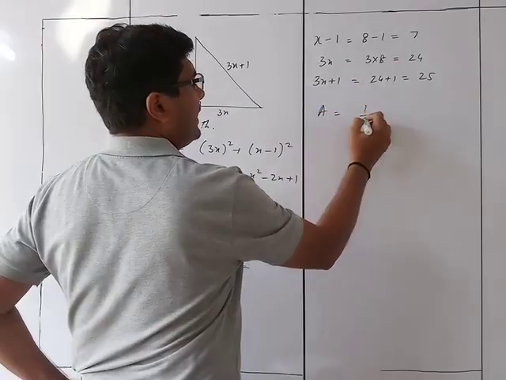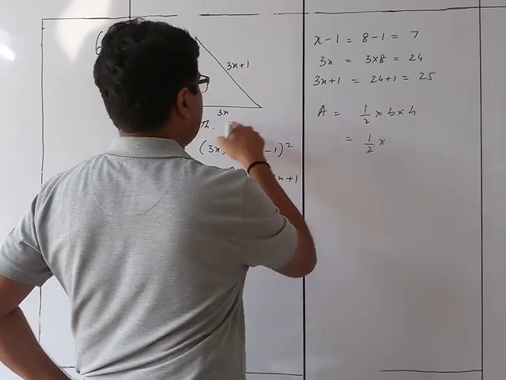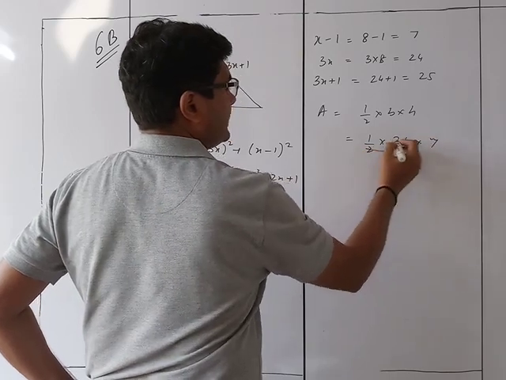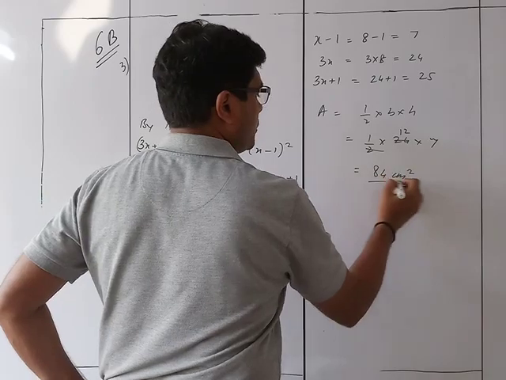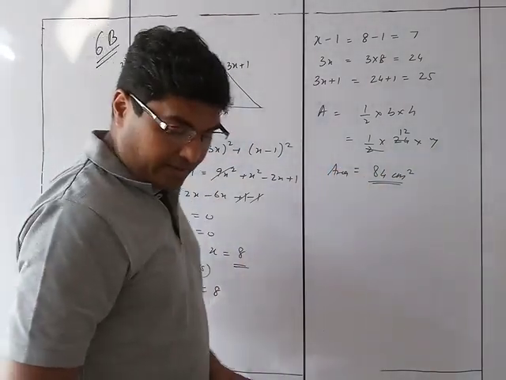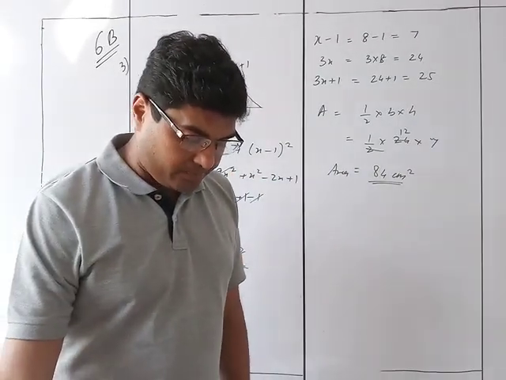And finally the area. Area is equal to half into base into height. So that gives me half into base is 3x which is 24 and height is 7. So that gives me 12 times 7, that is 84 centimeters square will be the area. So that's the area of the required triangle, the given triangle.